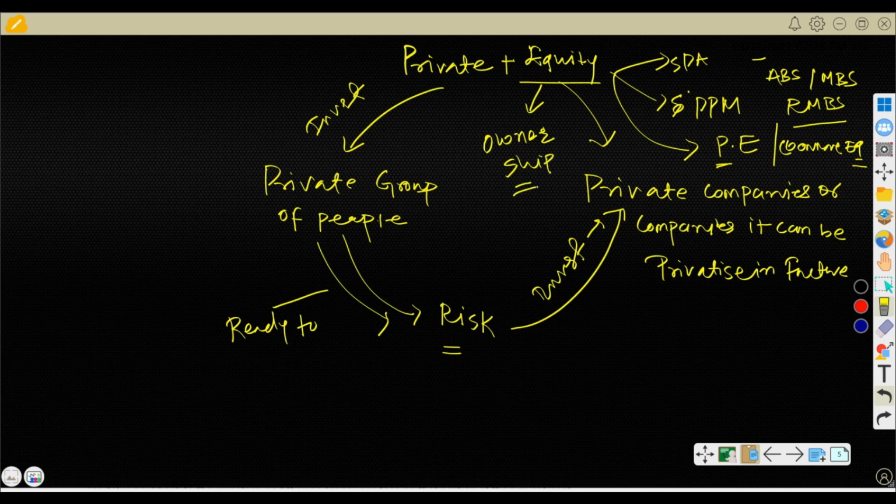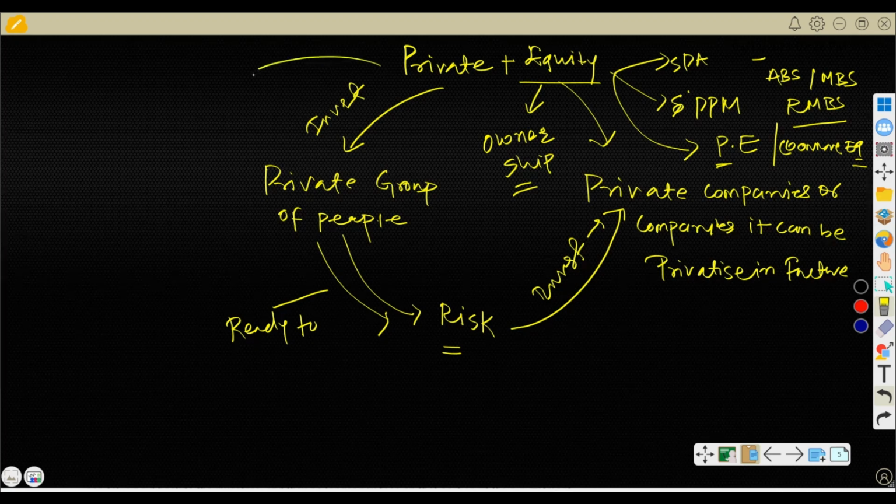Ownership, so where they can grab a position in the management or maybe in the capital of the business. So that's how you would see a private equity fund. But private equity, what about fund? Here we have only discussed private equity.